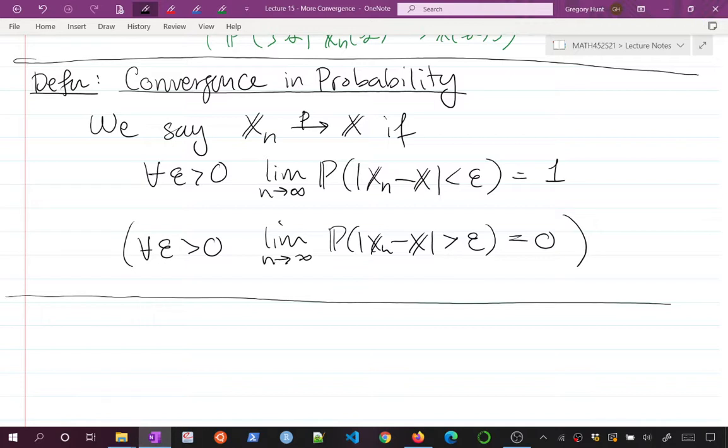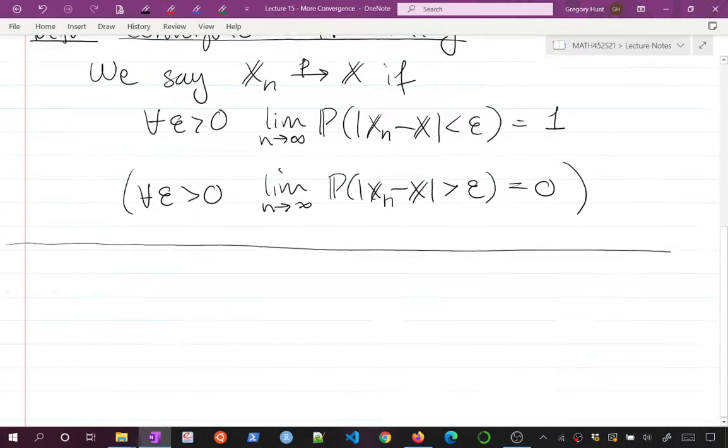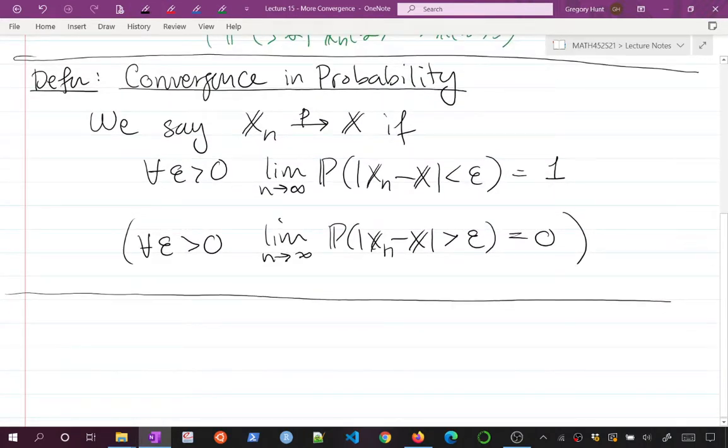Or alternatively, I pick a threshold and look at the probability that Xn is more than epsilon away from my limit X. If that goes to 0 as I increase n, we say it converges in probability. So both are useful ways of thinking about this. And this has to be true for all potential thresholds. Not just one threshold, but for any threshold we choose, I can make n large enough such that I can push this limit to either 1 or 0, depending on what I'm looking at.